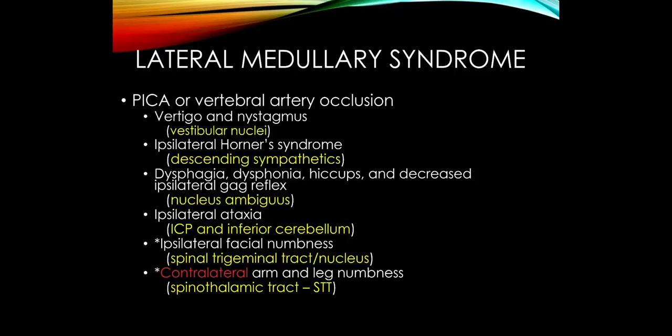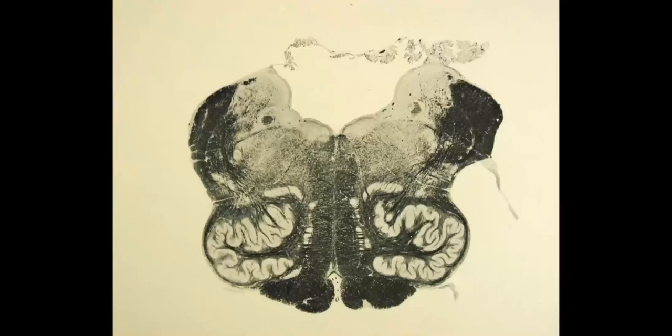Okay, and so in our case study section, I will show you a video of a patient with lateral medullary syndrome, and he will say that one side of his face is numb, the opposite arm and leg is numb. And just that description alone is strongly suggestive of lateral medullary syndrome. Okay, so again, the spinothalamic tract out here will give you a contralateral loss of pain and temperature, whereas the spinal trigeminal nucleus and tract will give ipsilateral loss of facial sensation.